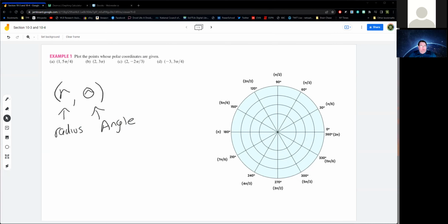So for the first one, where we have 1 and 5 pi over 4, I'm going to go out 1 and I'm going to go to 5 pi over 4, which is not on my graph. Okay, so 5 pi over 4 is going to be about right here. So you're not drawing the line to it. I'm going to put it so you can see where it is, but you typically do not draw the line.